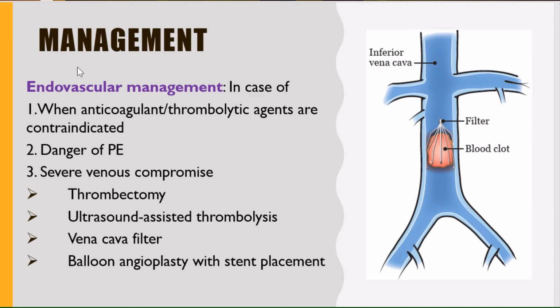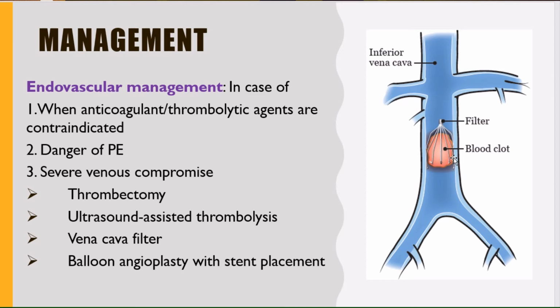different management. Now we are looking at endovascular management. In case when the anticoagulant or thrombolytic agents are contraindicated, that's when endovascular management is done, and also in danger of PE, then we need to have endovascular management and severe venous compromise. Then we do thrombectomy, ultrasound assisted thrombolysis, vena cava filter, balloon angioplasty with stent placement.